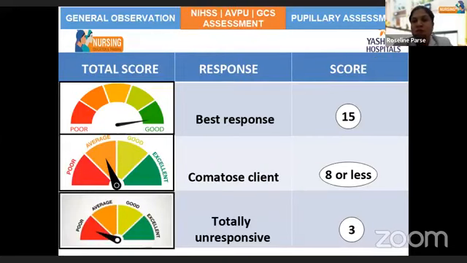So the total score is 15. That is 6 plus 5 plus 4, it is 15. So the best response for any normal individual is 15, whose brain functioning is intact. Then 8 or less is categorized as a comatose client. A totally unresponsive patient will fall under the category of 3. So this is the overall score for a patient in GCS.